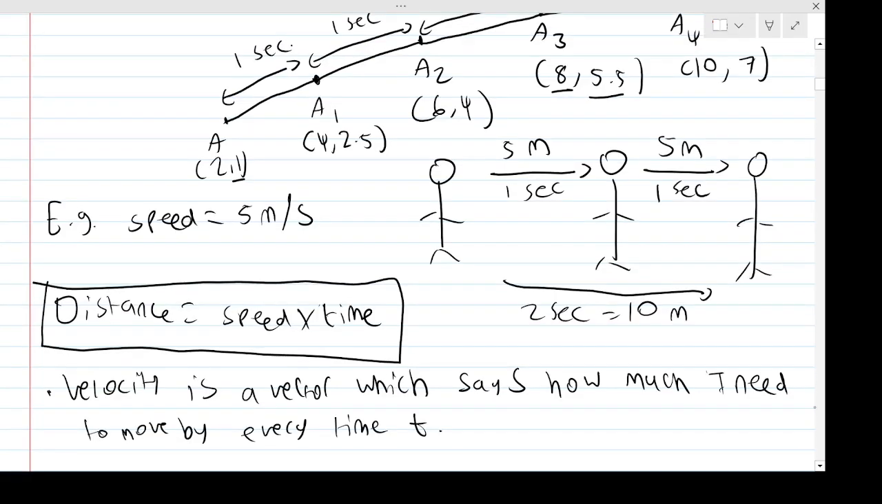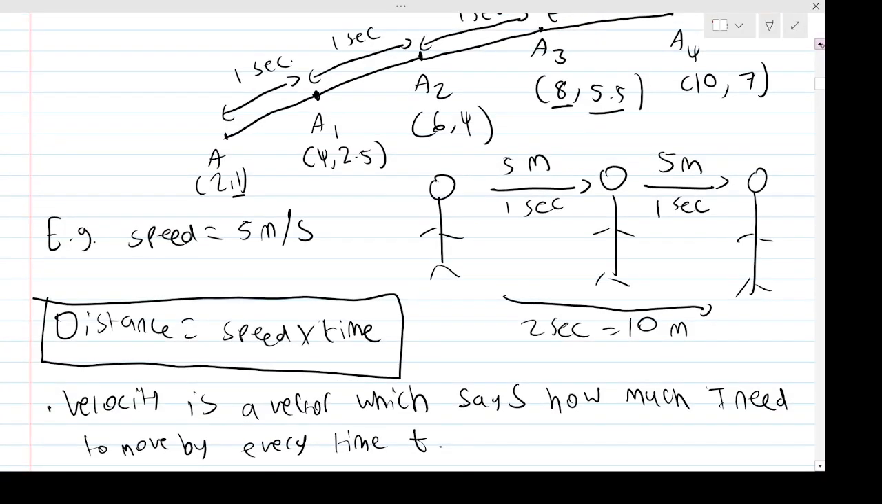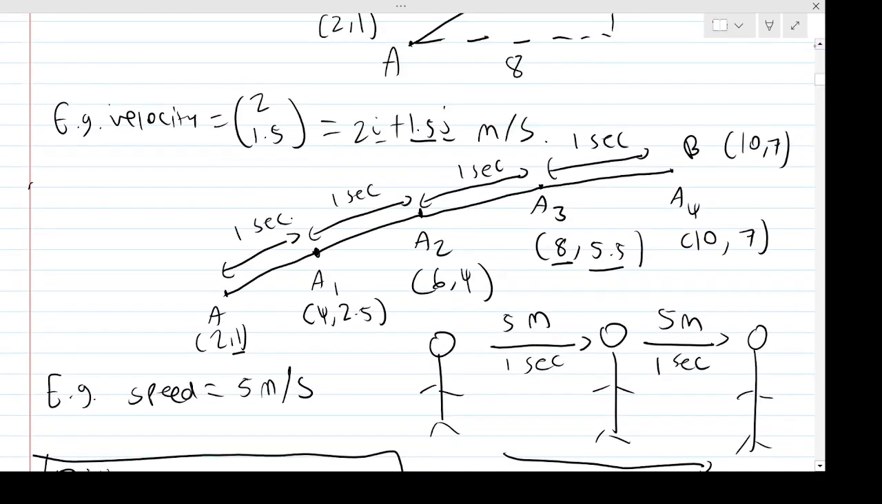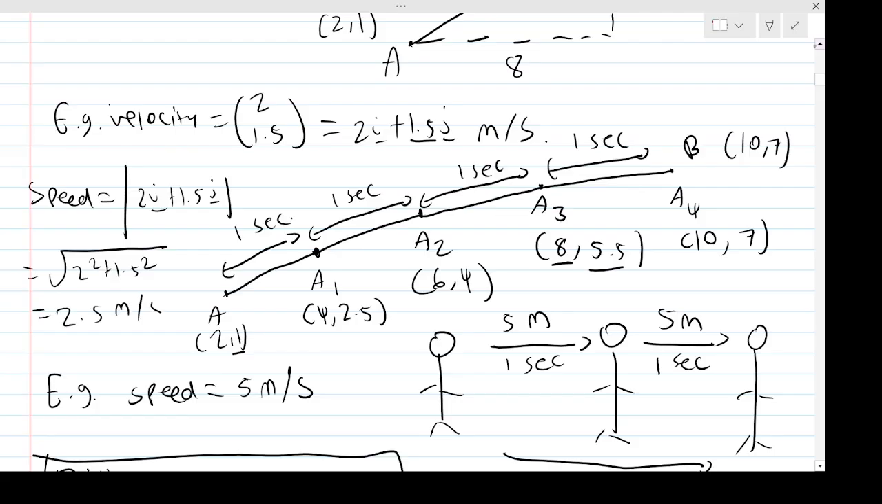And again then, the speed is going to be the magnitude of this. So if I was to work out with this velocity vector, the speed is going to be the magnitude of 2i add 1.5j. If I do that, that'd be root 2 squared add 1.5 squared. If I do that in my calculator, I get 2.5, and then that would be meters per second.